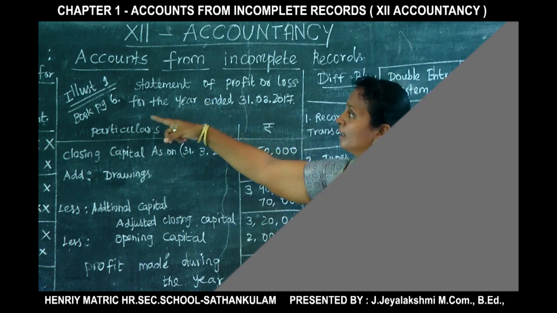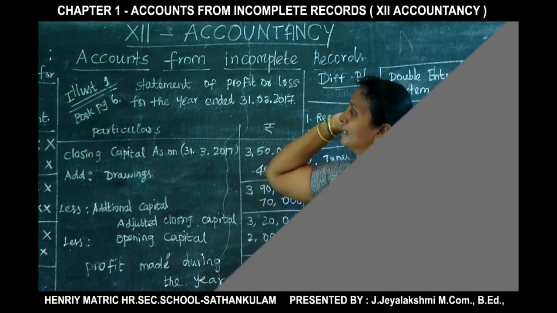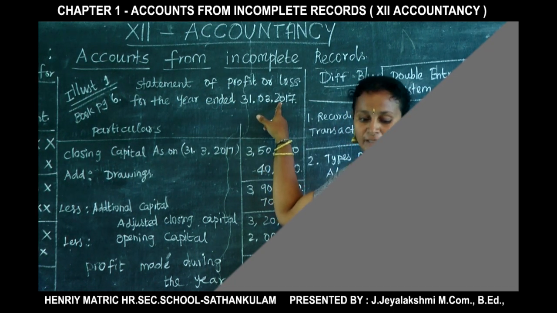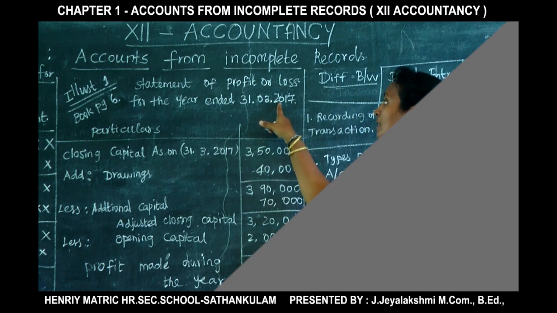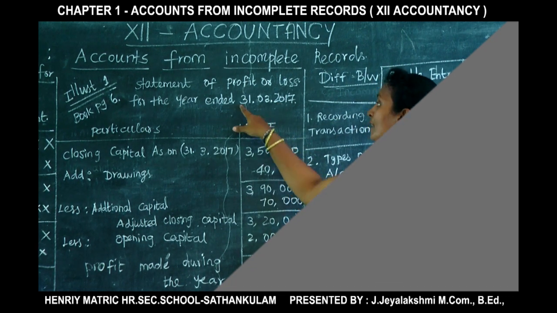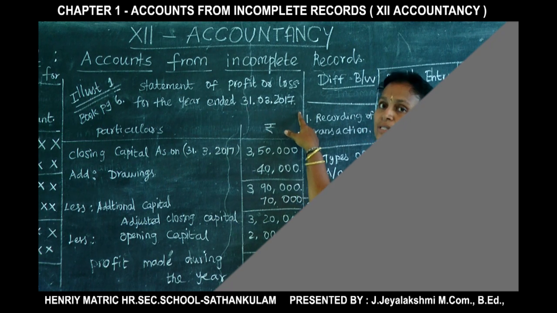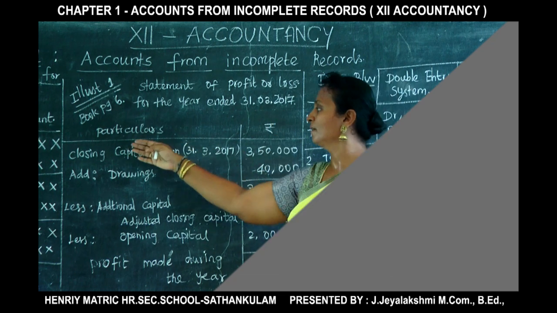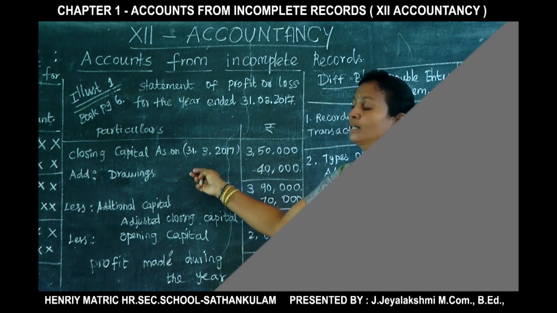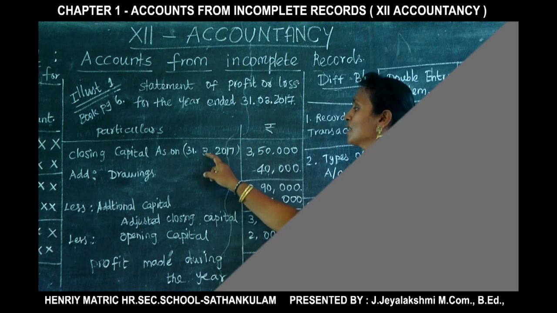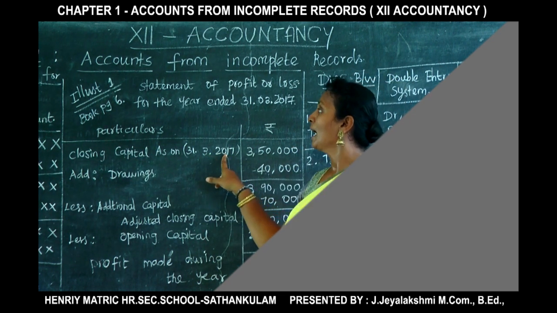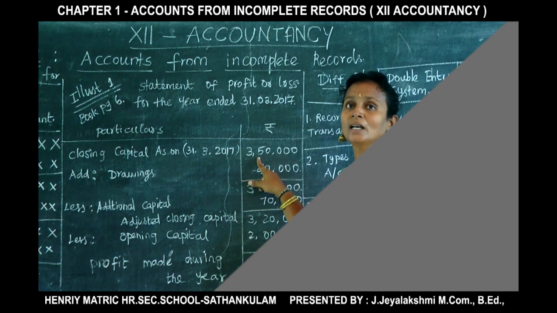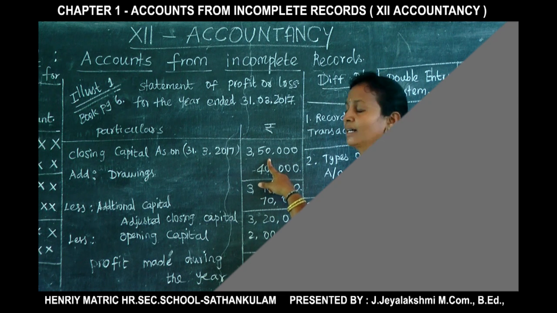First, we have to write the statement of profit and loss for the year ended. Every year ended only we have to calculate, so we have 31st March 2017. Then we write the particulars and amount, and first the format. First we write closing capital as on 31/3/2017. As per the instruction, we have 3,50,000, which is given in the illustration question.